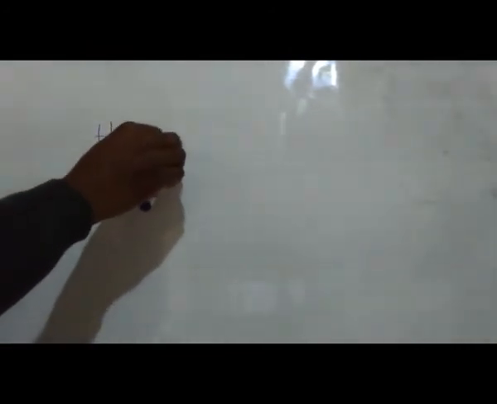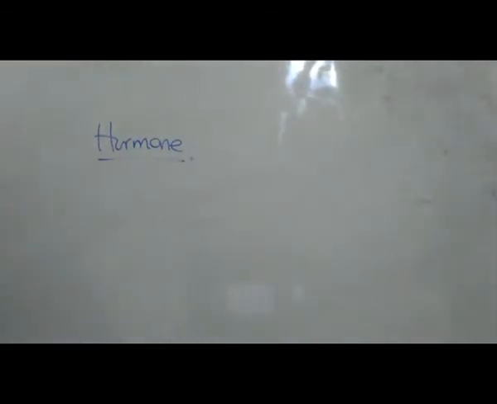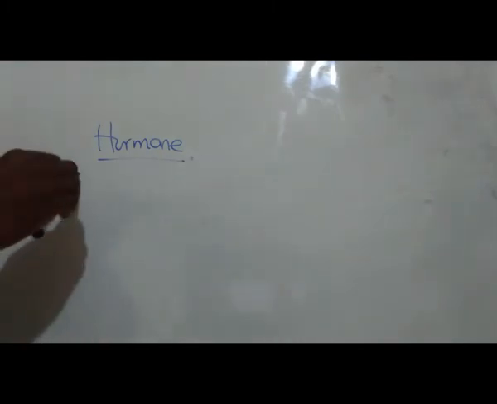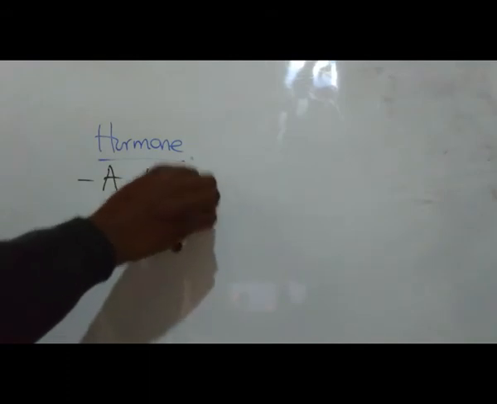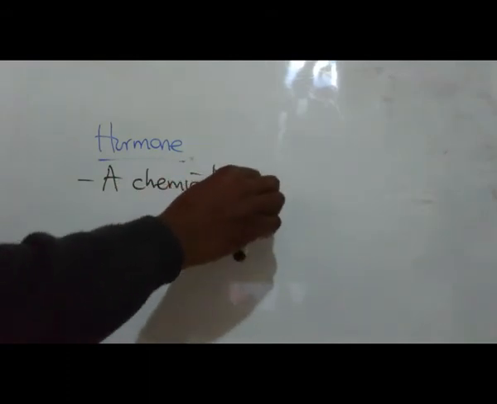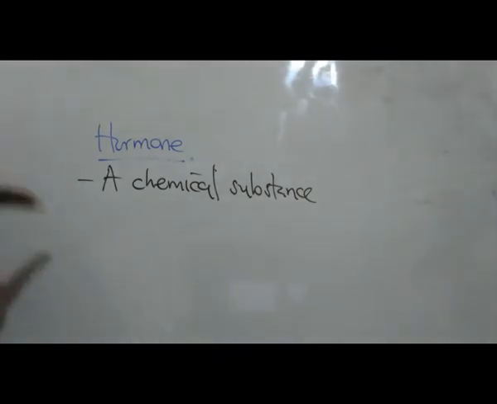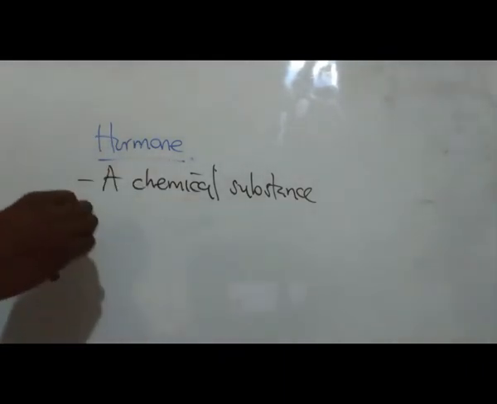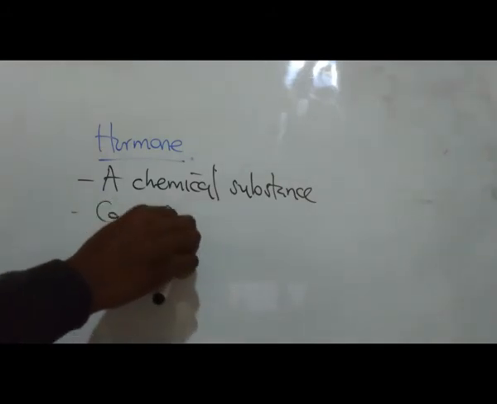But let me just define the hormone for you, because a lot of students struggle in defining what a hormone is. Okay, the quickest way to define a hormone is to put it in point form. So we can define a hormone as a chemical substance. Most of the questions that have to do with the definition of a hormone carry 4 marks. So the 4 marks are coming from these points. Chemical substance carried in the blood.